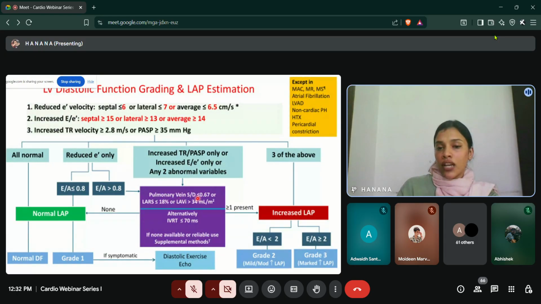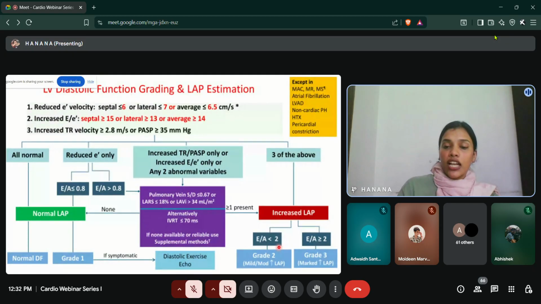Okay, pulmonary vein Doppler has to be obtained if the S is less than D, and if the left atrial reservoir strain is less than 80, and left atrial volume index is greater than 34. So if this much is also true for this case, the patient has other diastolic dysfunction. If more than one value is present, the patient may have increased left atrial pressure, and we have to look for two more things to know grade 2 or grade 3.